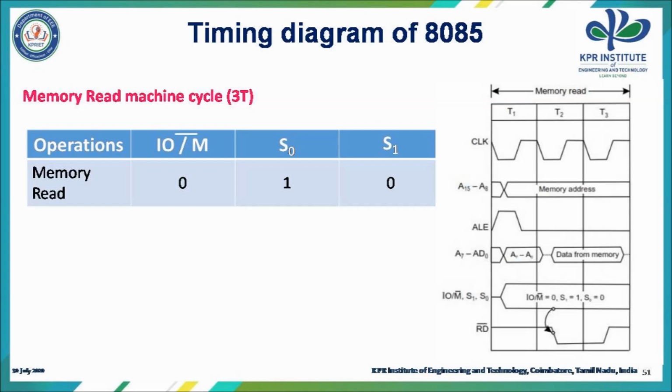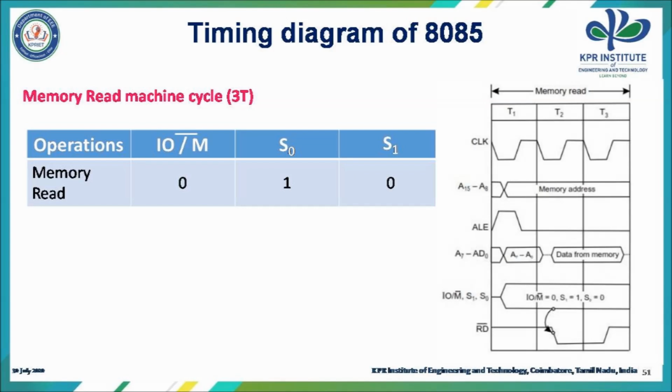The next machine cycle is the memory read machine cycle, which requires 3 T states. This machine cycle is similar to opcode fetch machine cycle, since both the opcode and the data are read only from the memory. So here again during T1, ALE is made high to make AD0 to AD7 pins operate as A0 to A7, and A8 to A15 always carries the higher order address. When ALE goes low, AD0 to AD7 pins act as D0 to D7 pins and fetch the data from memory.